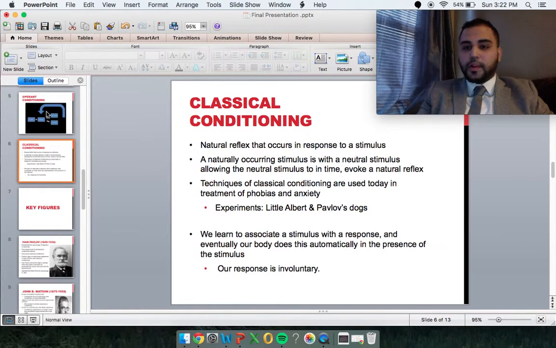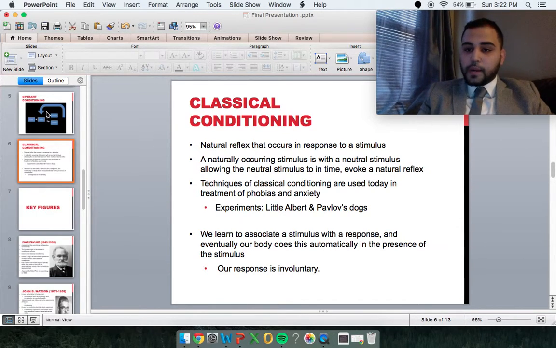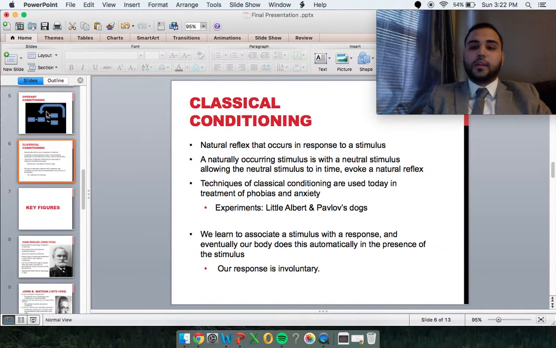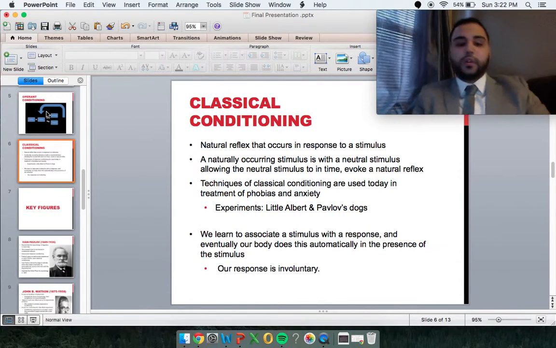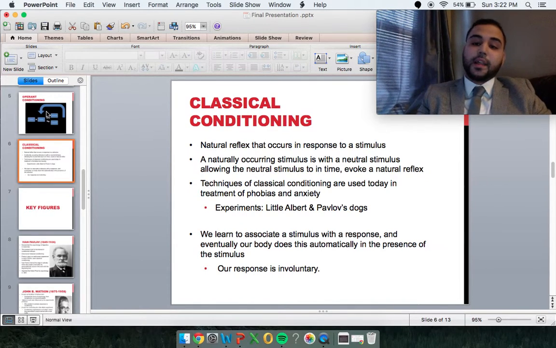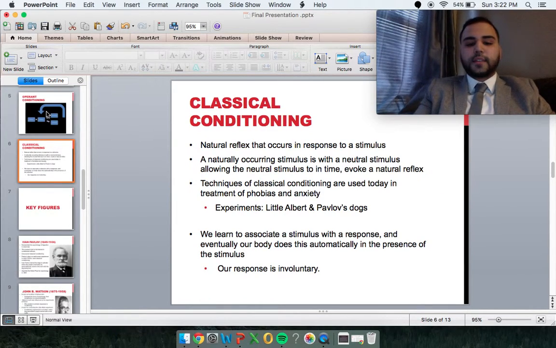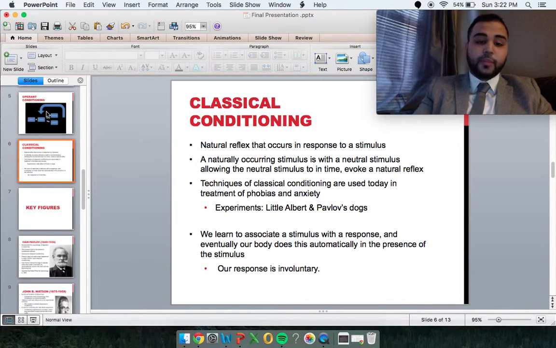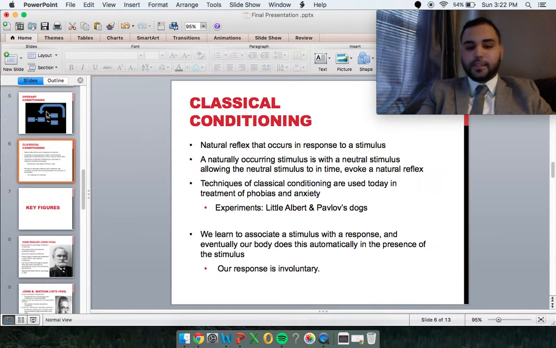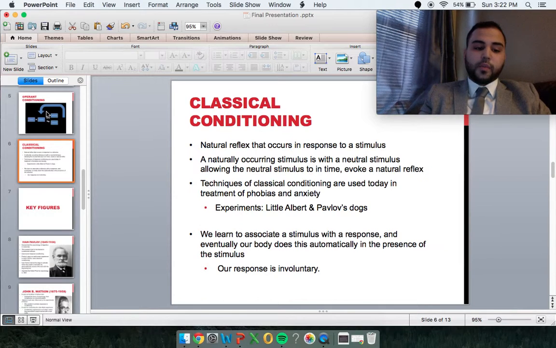So, for example, whenever little Albert saw the mouse, it caught on and realized that something bad was about to happen, whether it was the loud noise that came associated with it. So he learned to not like the rat. So that's basically what's explaining. So techniques of classical conditioning are used today in treatment of phobias and anxiety. As I mentioned before, the experiments were little Albert and Pavlov's dogs, which explained almost the same scenario as little Albert, where the dogs will salivate whenever they would hear the bell.